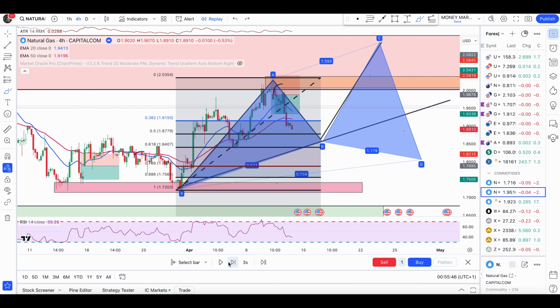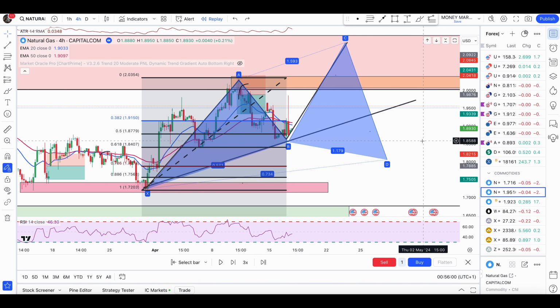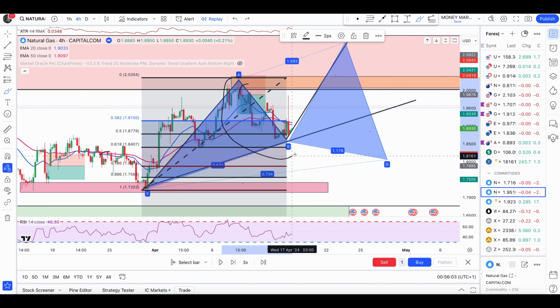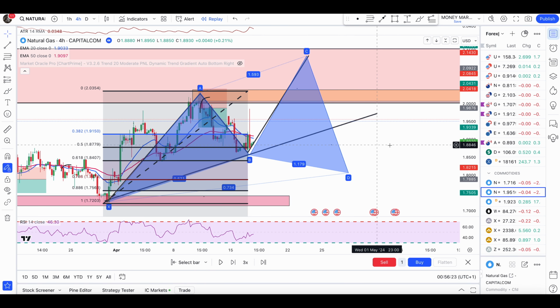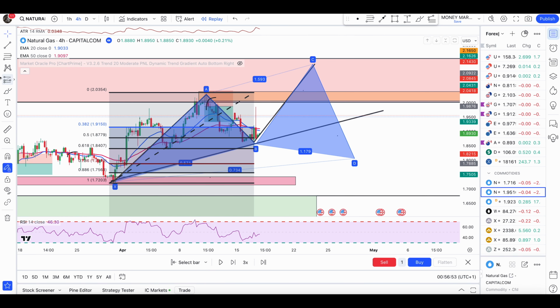So we have a pullback right here. Price has now formed my A to B pattern right here. Now I want to see an impulsive move up for my formation of point C. And how do I do that? Here comes a tricky part. In order for me to get a valid C, I want to use my Fibonacci extensions.